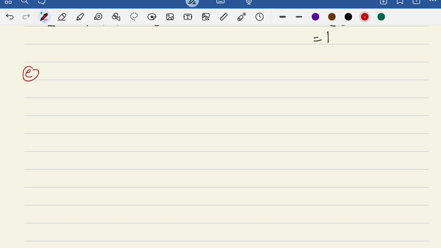Next part E. 10 divided by 4 minus of minus 1. So 4 minus of minus 1 is in bracket. It needs to be solved first. Minus of minus is plus, so 4 plus 1. 10 divided by 5 is 2.